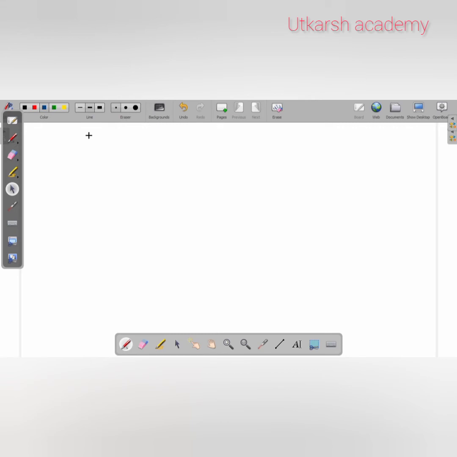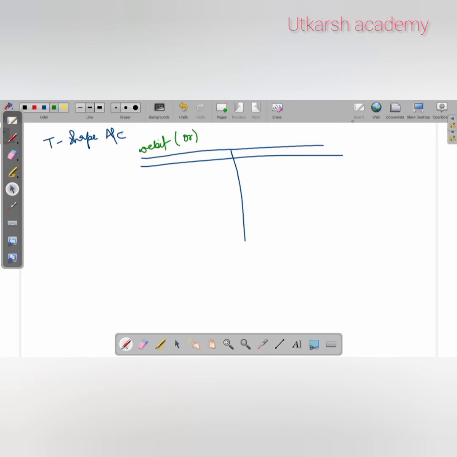Let me draw the performer of T-shaped account. See, this is the letter T. Okay, it looks like T. That's why its name is T-shaped account. On the left hand side, we record debit items. In short, we can write DR. On the right hand side, we record credit items. We write CR. Okay.